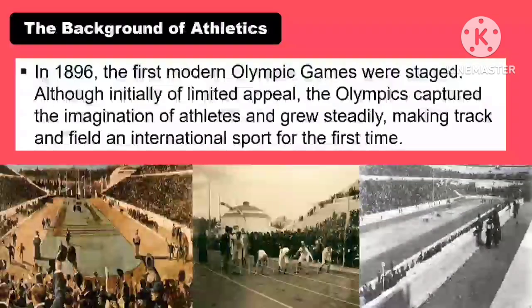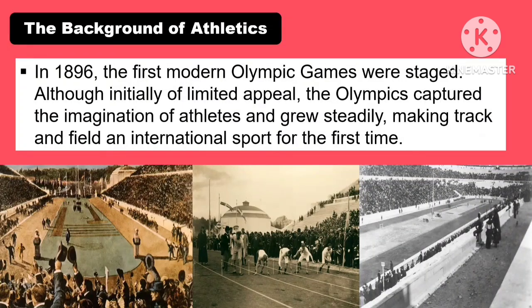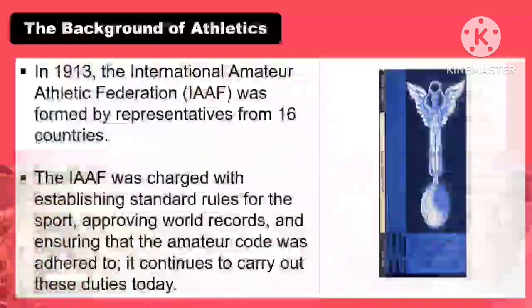In 1896, the first modern Olympic Games was staged. Although initially of limited appeal, the Olympics captured the imagination of athletes and grew steadily, making track and field an international sport for the first time.